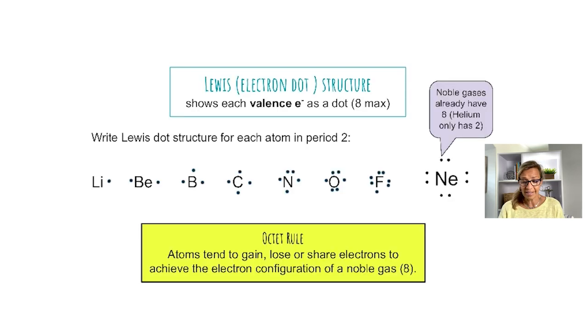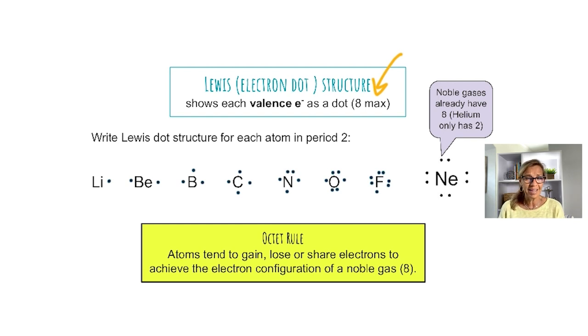about bonding. Now, the way we note where valence electrons are is with a Lewis structure. You may see it called Lewis dot or electron dot structure. So we're going to represent every valence electron with a dot. Now the max you can have is 8 dots. 8 valence electrons is all you can have.